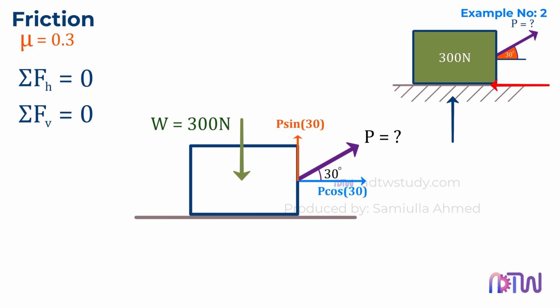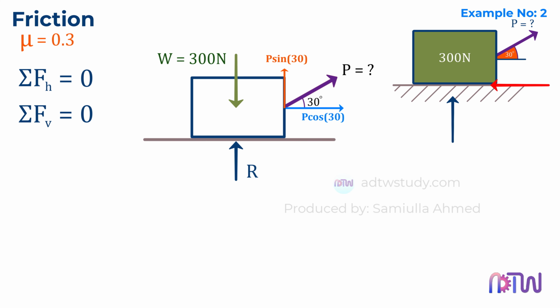Let's sum up the vertical forces. To do so, we need to find all the vertical forces acting on this box. We already know two forces acting vertically: the weight of the body, which is 300 newtons acting downward, and one of the components of force P, which is P sine 30 acting vertically up. Apart from these forces, there will be a normal reaction force acting on the box. This force is the counterforce offered by the ground to the body, acting vertically up.